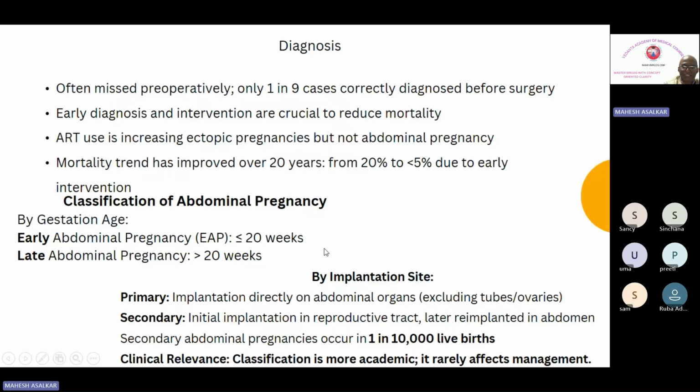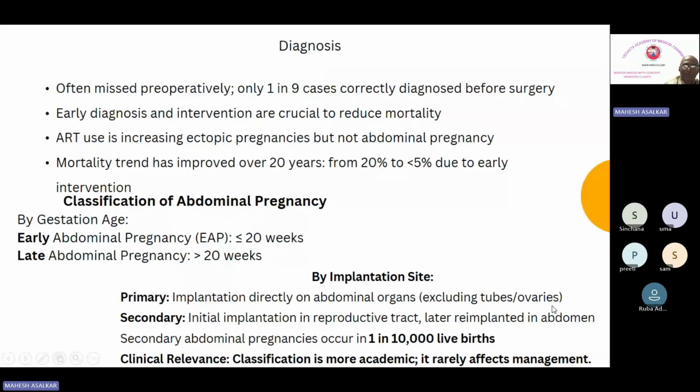Now, how to classify these abdominal ectopic pregnancies? They are classified in two ways. One, by gestational age. It can be an early abdominal pregnancy when it is less than or equal to 20 weeks of gestation at the time of presentation, or a late abdominal pregnancy when it is more than 20 weeks of gestation. By implantation, it may be primary abdominal or secondary abdominal. Primary abdominal means implantation directly on the abdominal organs, excluding the tubes and ovaries.